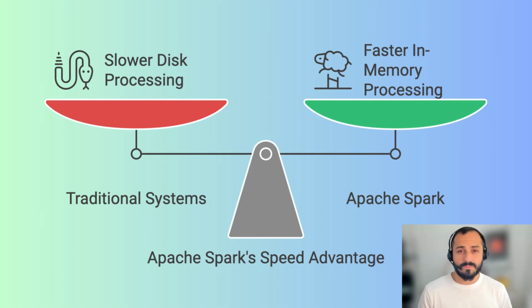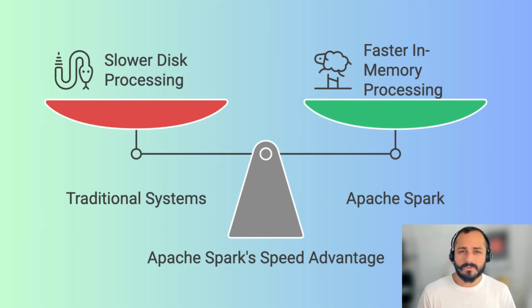When dealing with large data sets, one of the biggest challenges is speed. Traditional systems store data on disk and process it slowly, step by step. Apache Spark, however, works in memory, meaning it keeps data in RAM instead of constantly reading and writing to disk. This speeds up data processing dramatically, sometimes by hundreds of times.